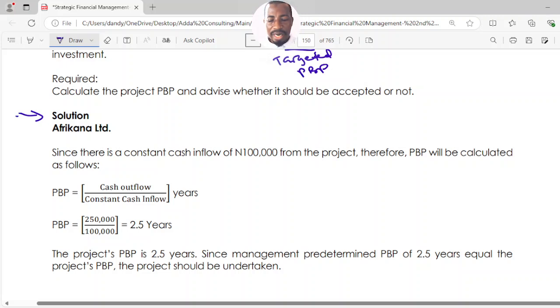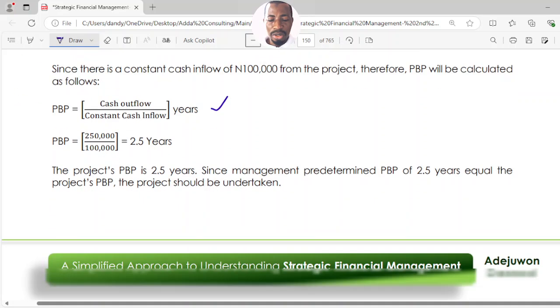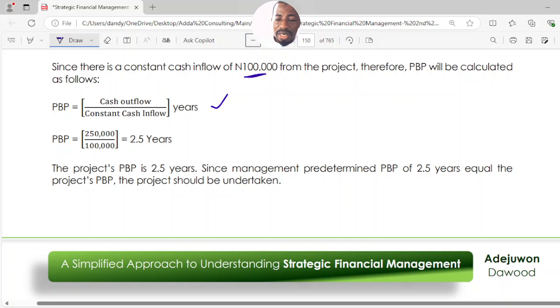Since there is a constant cash inflow of 100,000 naira from the project, therefore, payback period will be computed as follows: cash outflow divided by cash inflow. So that's the formula you are expected to use because examiner has given us a constant cash inflow of 100,000 naira. Therefore, payback period is 250,000 divided by 100,000 naira. That's 2.5 years, which means that this project will pay back within 3 years.